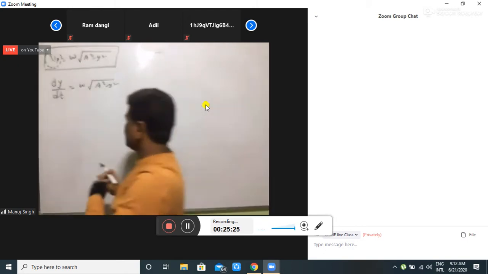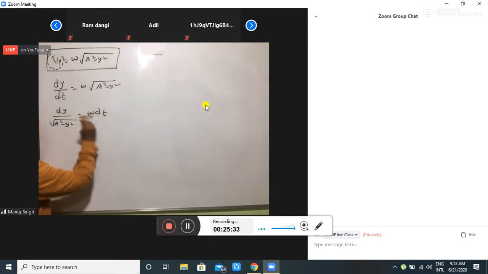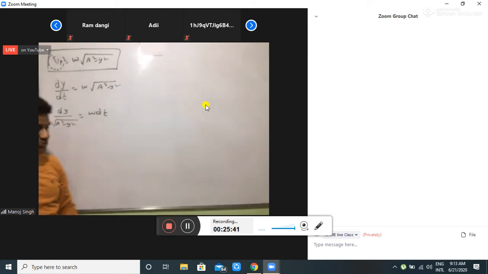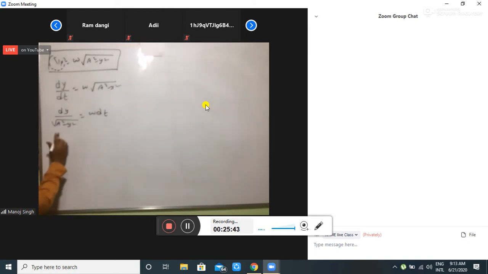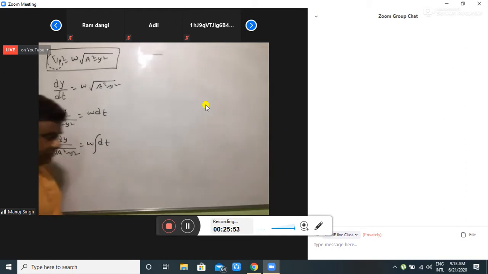Now we can simplify this. dy divided by root over a square minus y square is equal to omega into dt, by cross multiplication. Now again we can integrate this. The integration of dy by root over a square minus y square is equal to omega into the integration of dt.